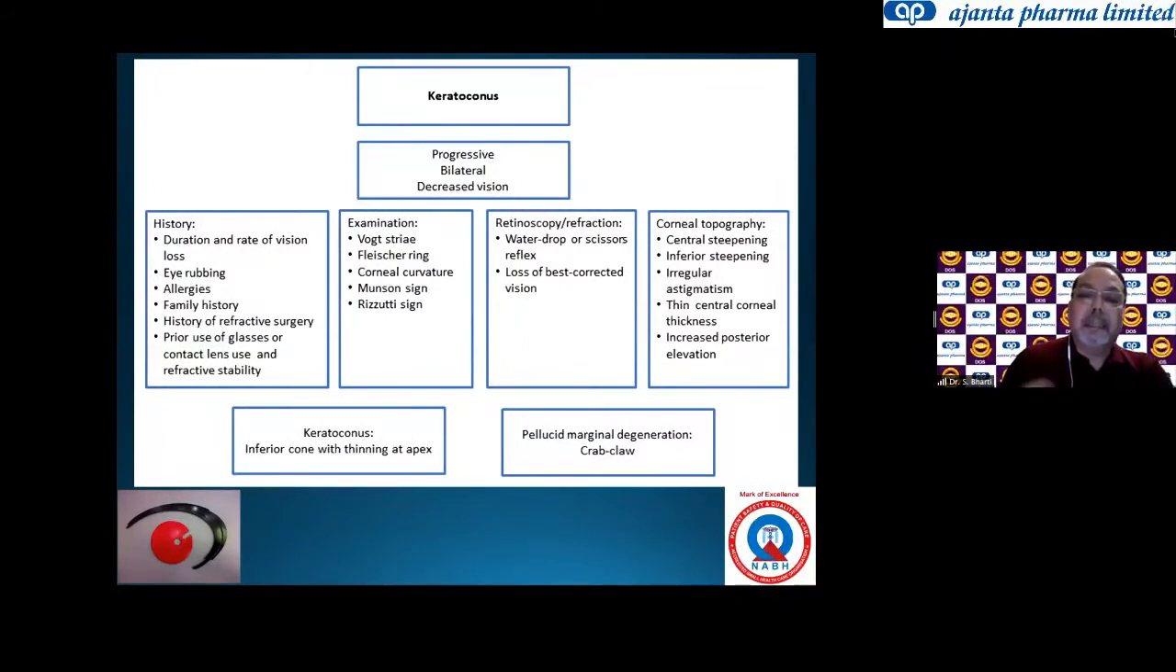So retinoscopy is one thing which catches it quickly, like the water drop or scissors reflex, and loss of best corrected visual acuity, and thin central corneal pachymetry, and keratoconus. There is inferior cone with thinning at apex compared to pellucid marginal degeneration, which is again more or less an ectatic disease, but it gives you a crab claw kind of appearance.